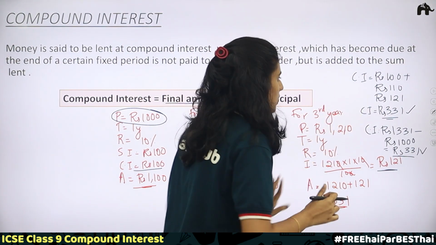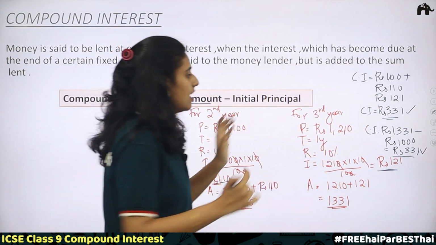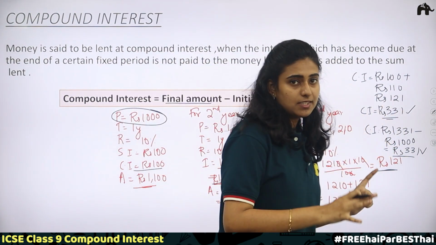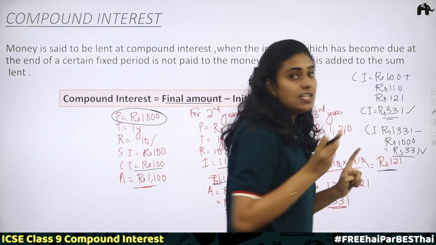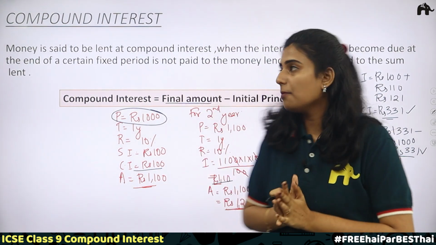Either you can find the compound interest by adding the interest for each year, or the second method is you can just subtract the initial principal from the final amount. Clear? So what is compound interest?